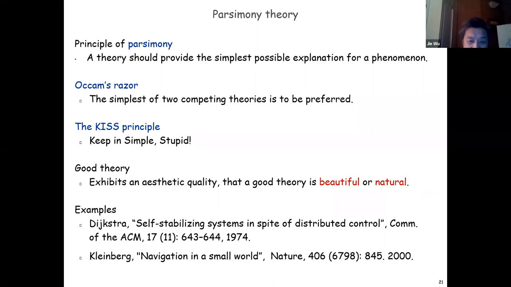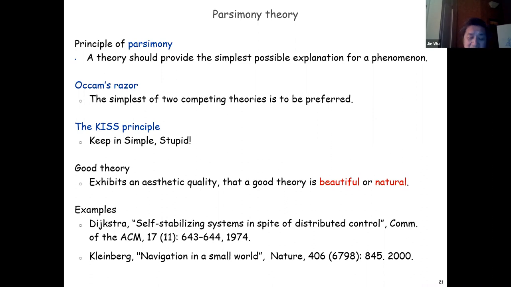The reason is that these two papers have nothing to do with algorithms, but they are written so simply. There's no mathematics, but it's so beautiful and very profound. One is by Dijkstra, again Dijkstra. He wrote a paper of less than 2 pages called Self-Stabilizing Systems in Spite of Distributed Control.